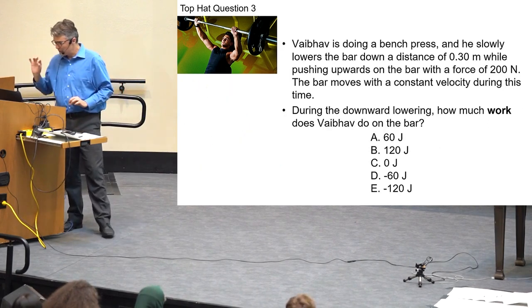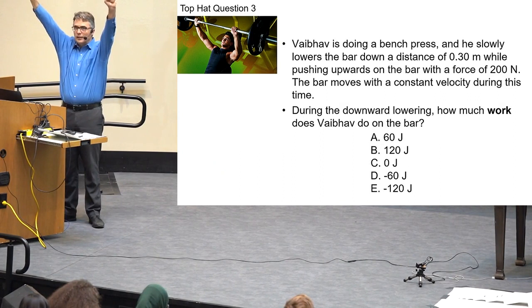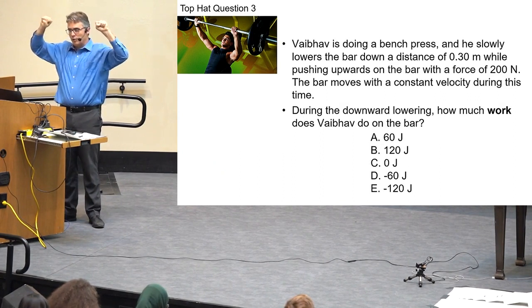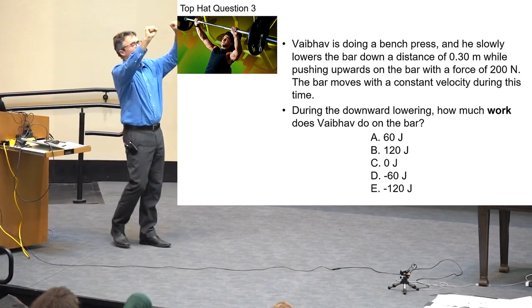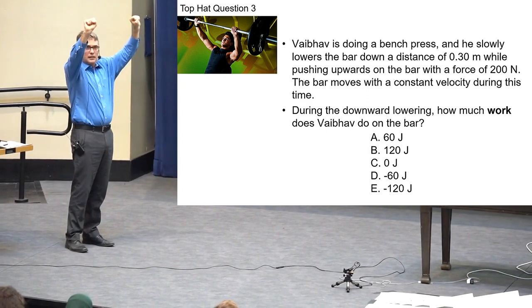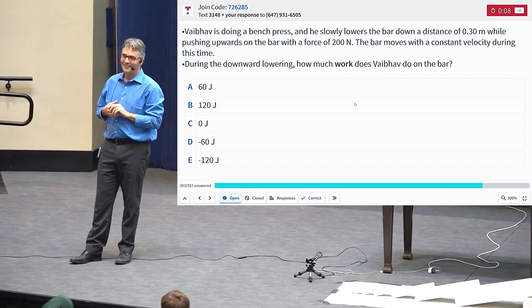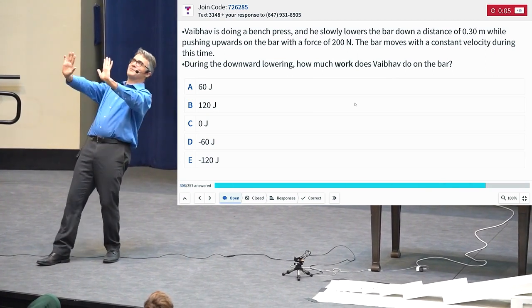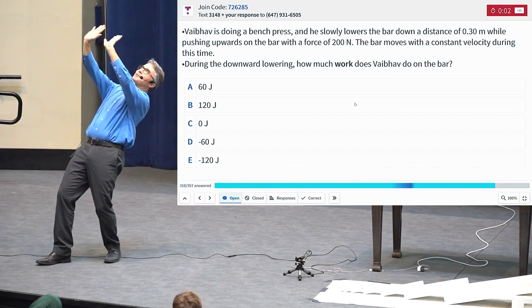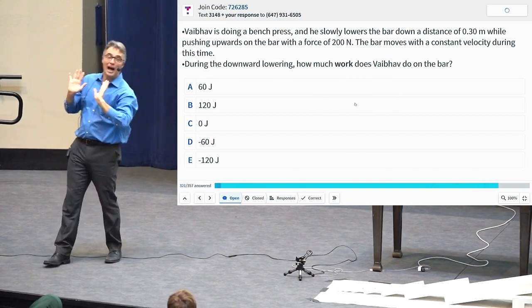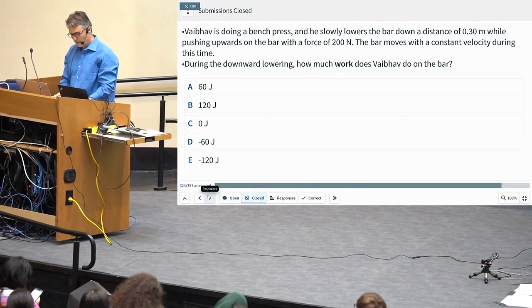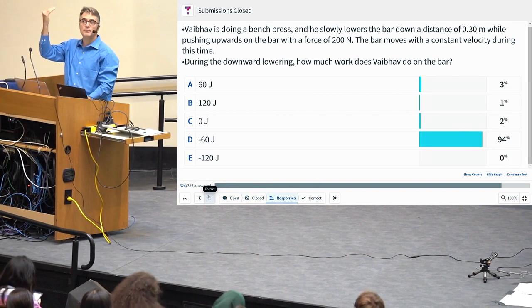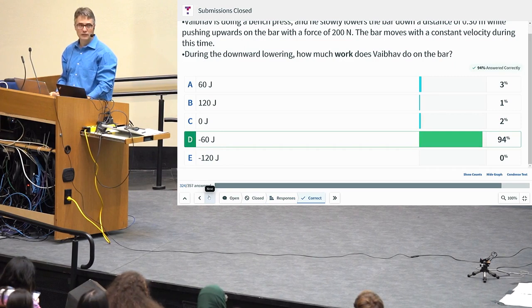Next question, same exact bench press. He slowly lowers the bar down a distance of 0.3 meters while pushing upwards on the bar with a force of 200 newtons. Can you imagine that? If you just let go, it would fall. So instead, he properly lowers it slowly. You have to imagine something that's going to fall on you. Maybe even your cat is above you, and you're lowering it towards you. You're pushing upwards, and it's coming down. So the idea here is the force is 180 degrees away from the displacement. So you get that same 60, but now you get a negative F times D.